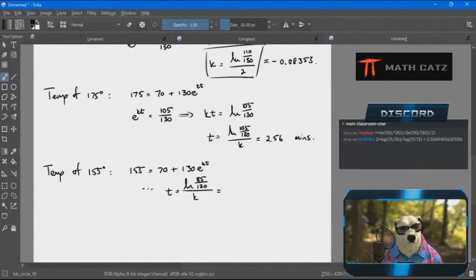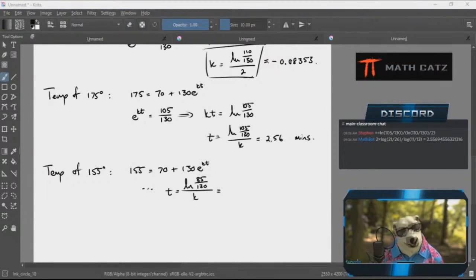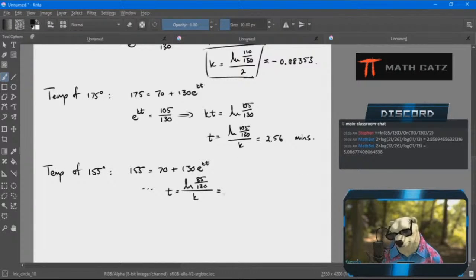And for the end of the time window, I'm not sure if I could just do it this way, recycle a previous entry for MathBot. I'll give it a shot. It does work. Okay, good. Just changing the 105 to an 85 as per our calculations, I get 5.09 minutes.